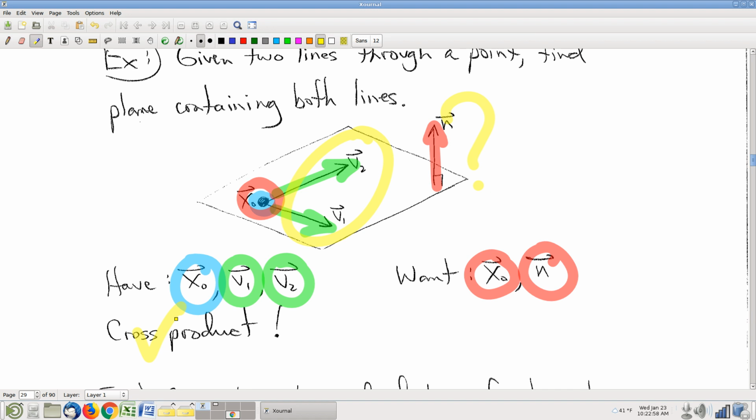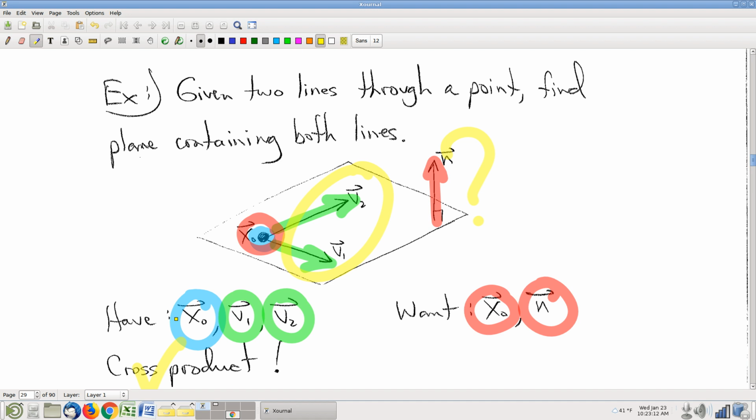Yep? Isn't finding the plane the same as finding the angle? Well, we want to find the equation of the plane, and the equation of the plane is n dot x equals n dot x naught. So you need that n. Yeah, I probably should have written the question more explicitly in that sense.